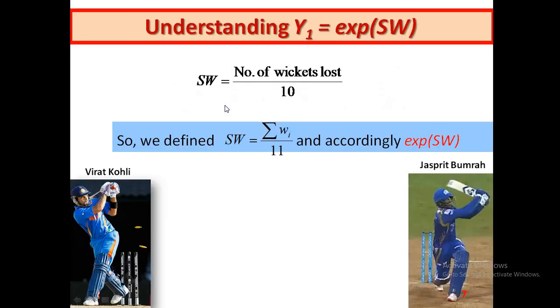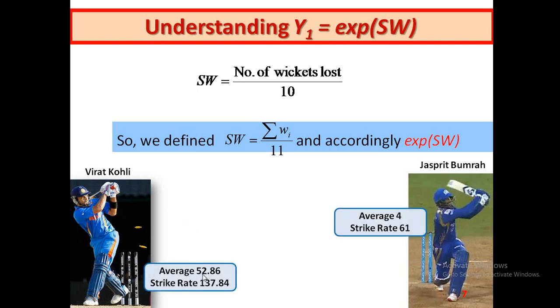quite straightforward in computation. Now we initially defined SW as the number of wickets lost divided by 10, but look at this situation. This is Indian captain Virat Kohli, and if we look at his score, his career average is 52.86 in T20 cricket with a strike rate of 137.84.